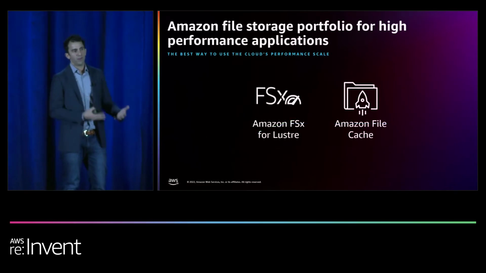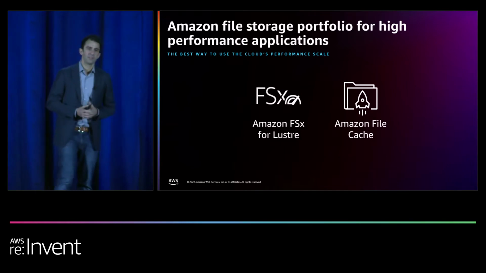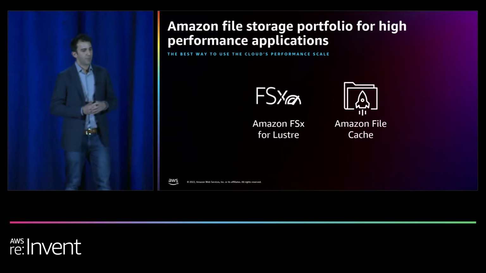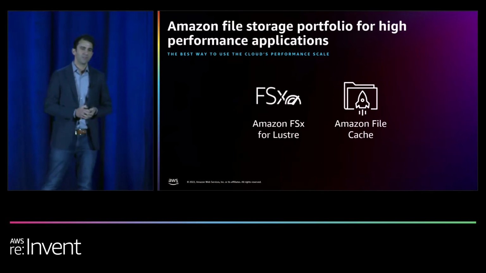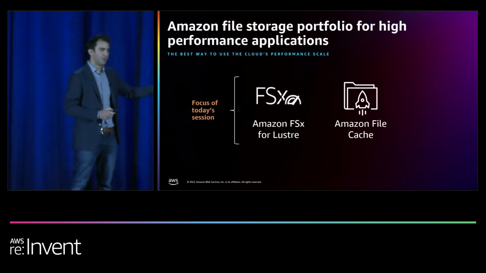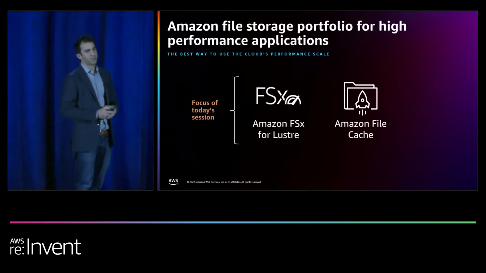And this is where our file storage offerings come in. We have two offerings for high-performance storage in the cloud. One is Amazon FSx for Lustre. The other is Amazon File Cache. Today, we're going to talk about Amazon FSx for Lustre.